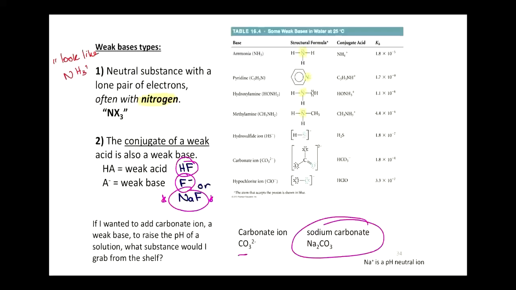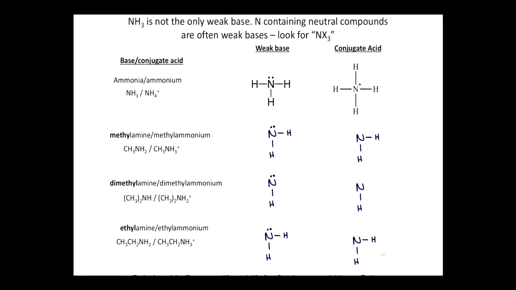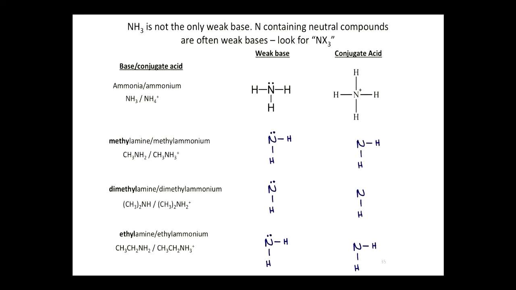Okay, so those are some weak bases. Again, the weak bases that we're going to be looking at, most of them that are charge neutral, look like ammonia. Here are 4 different examples. Ammonia looks like this: nitrogen with 3 hydrogens on it, and there's the lone pair. There's its conjugate acid, ammonium. It has 4 H pluses because it accepted a proton from water, but now it's a positive charge.